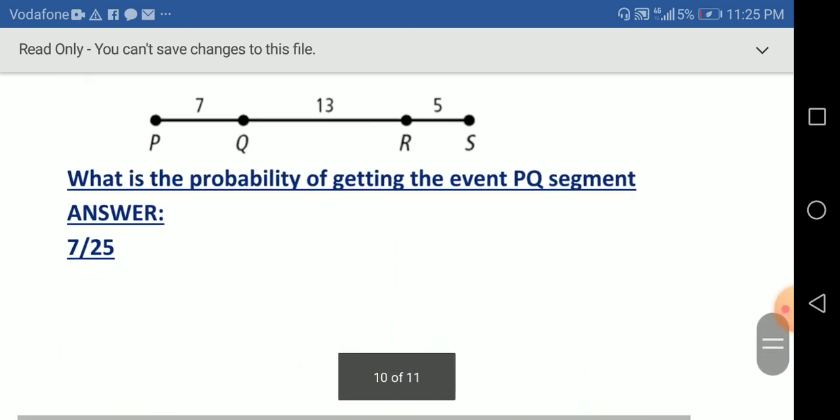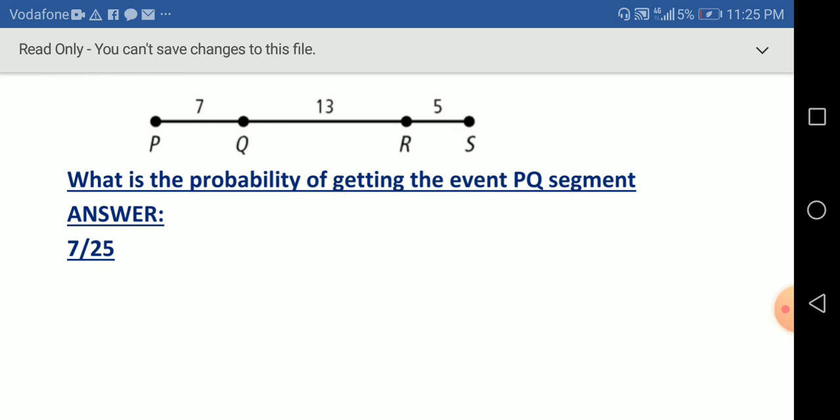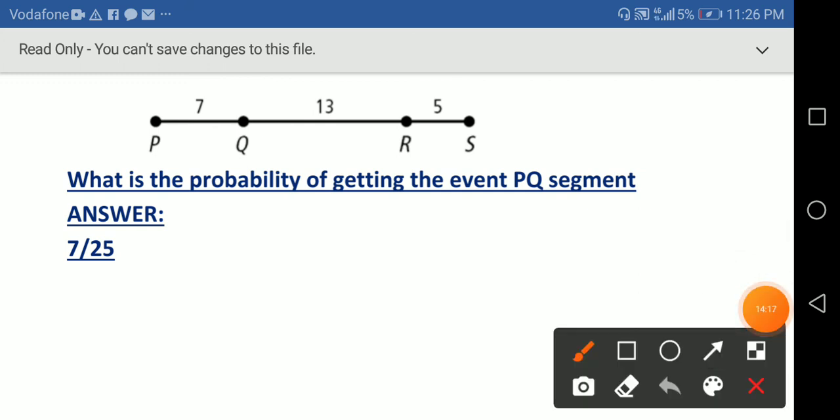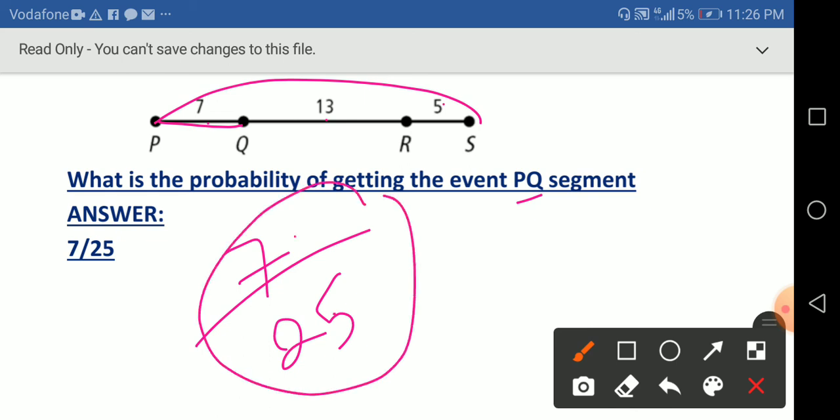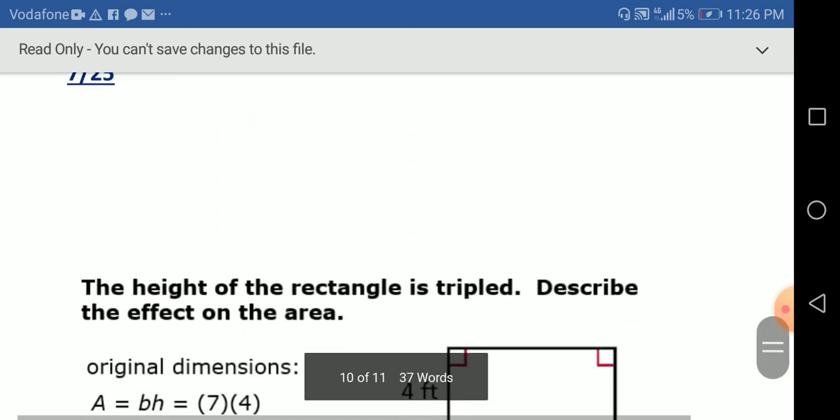Okay, I have here another question. What's the probability, and this is a very easy question, of getting the event PQ segment? Where's PQ segment? This PQ is 7, so it's 7 over the total, which is 25: 7 plus 13 plus 5. Because we don't have any comment, we keep it 7 over 25.